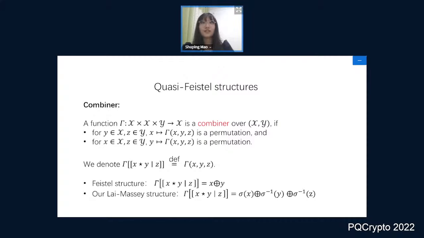First, we introduce a definition, combiner. A function gamma is a combiner if for y, z, x maps to gamma(x, y, z) is a combiner, and for x, z, y maps to gamma(x, y, z) is a combiner. And we denote the combiner as gamma(x * y | z). According to Aram Yuan et al., the combiner of Feistel structure is x XOR y, and our result shows that the combiner of the instantiated lambda structure is sigma x XOR the inverse of sigma y XOR the inverse of sigma z.